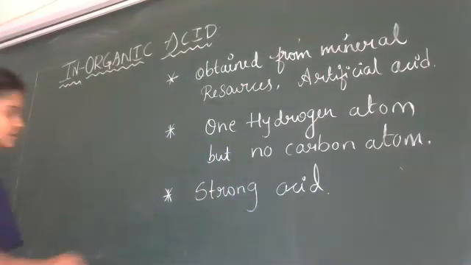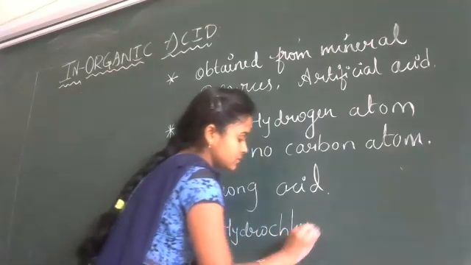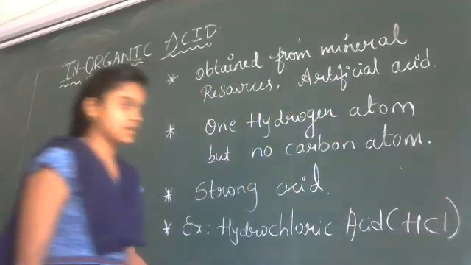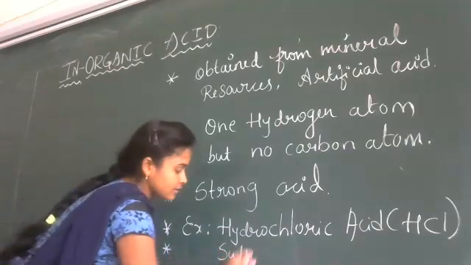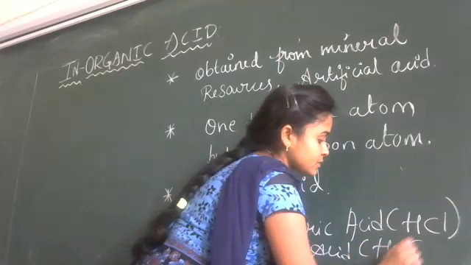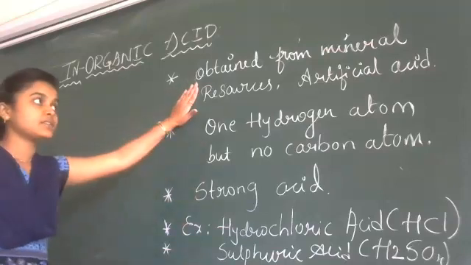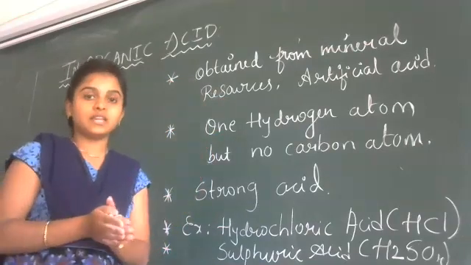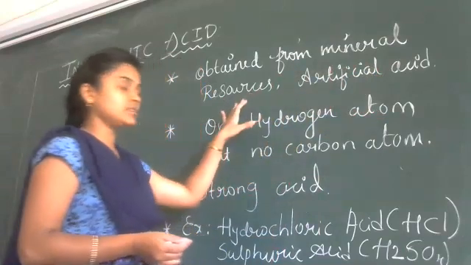Here, some examples: hydrochloric acid, and the chemical formula for this is HCl, and sulfuric acid, and the chemical formula is H2SO4. So inorganic acids are the acids which are synthesized in the laboratory. These acids are specially made by human beings, and that is why they are called artificial acids or mineral acids.